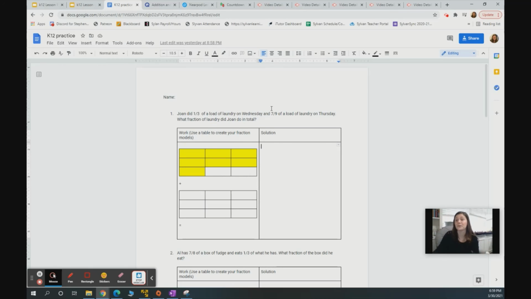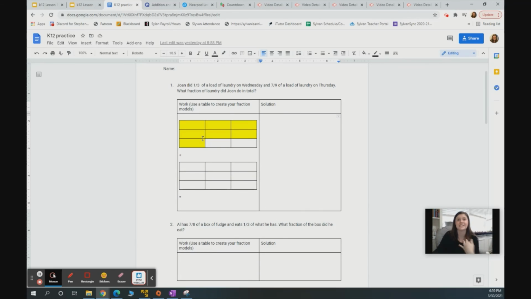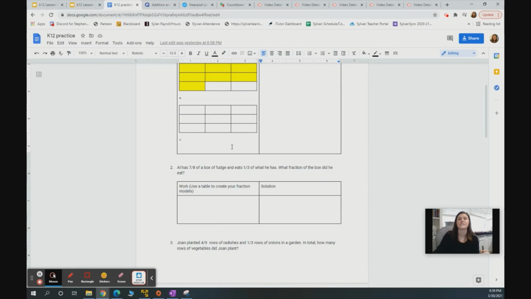I would go through with them how to work through the Google Doc. The best way to do it, in my opinion, with some fraction models is to do it with pictures like this. Some of them will have fraction models, some of them won't. Like this one, you probably aren't going to make a fraction model for that. That'd be a little crazy.